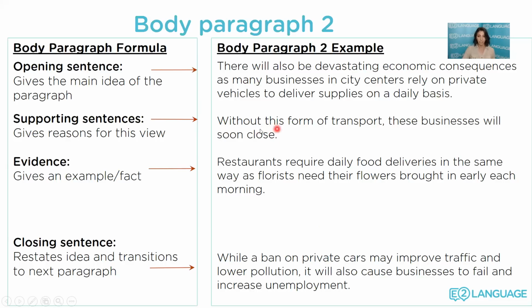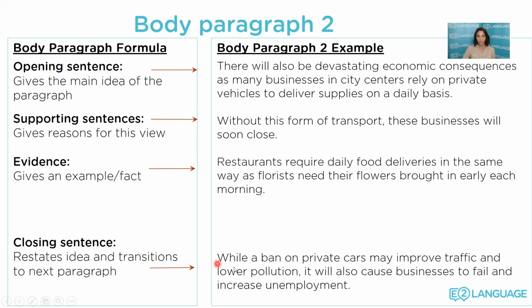So this is a major issue here. For example, restaurants require daily food deliveries in the same way a florist needs their flowers brought in early each morning. So here I've given a specific example of what kinds of businesses will suffer.